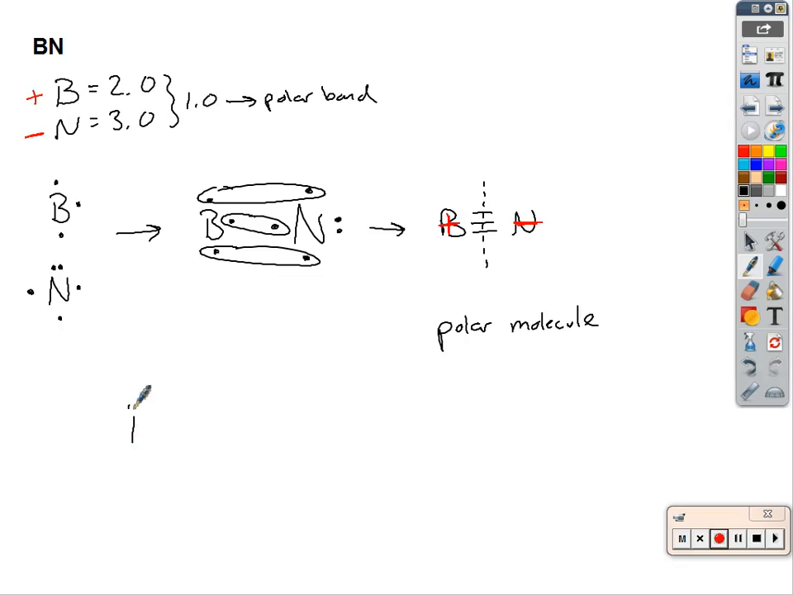Nomenclature-wise, again, it's all about the prefixes. Neither one of these has a prefix on it, so we're going to make the assumption of 1. We're not allowed to use mono on the first element, but we are allowed to use it on the second one. Remember, you don't change the name of the first element, so it's just boron. Again, don't put mono on it because you're not allowed to use mono on the first one. For the second one, you are. Change nitrogen to nitride. So you have a prefix that tells you what the subscript was, and an IDE ending on the second element. Don't ever use mono on the first one.